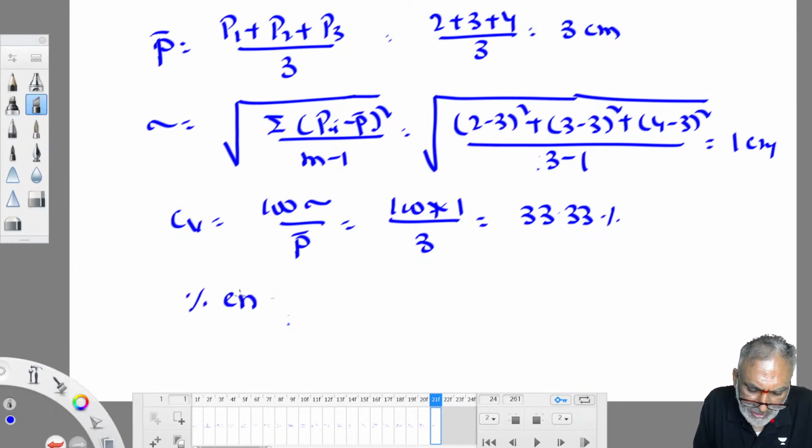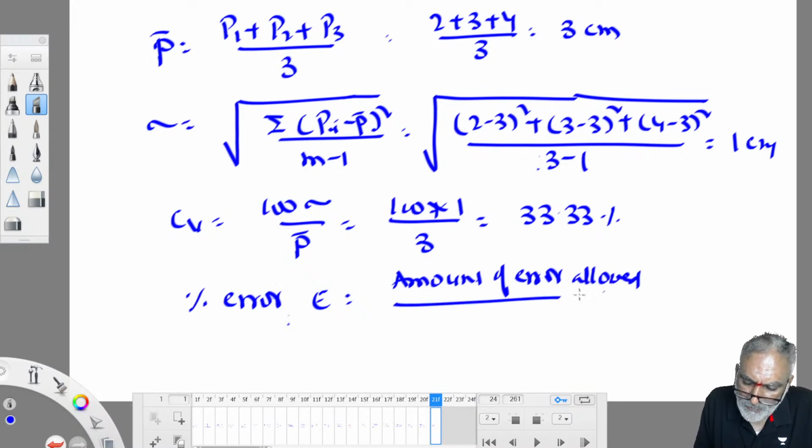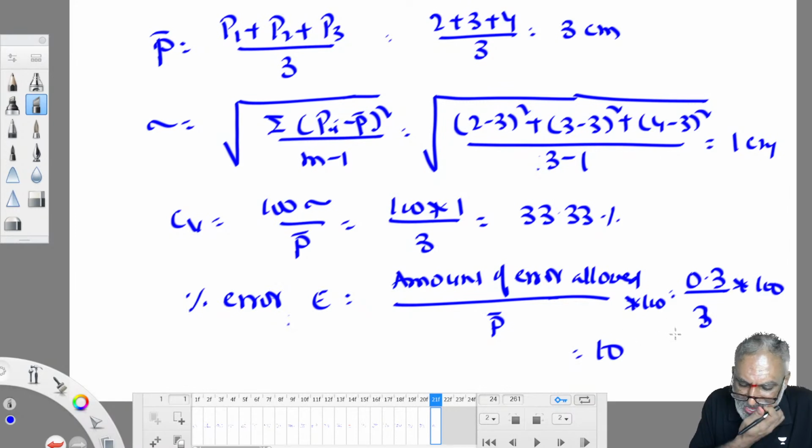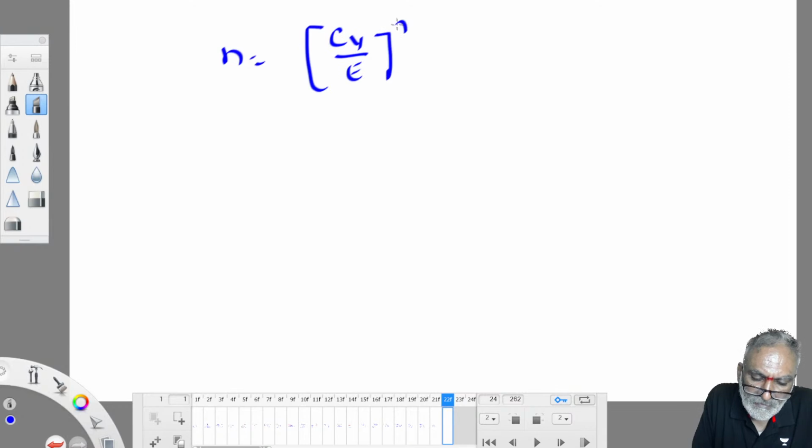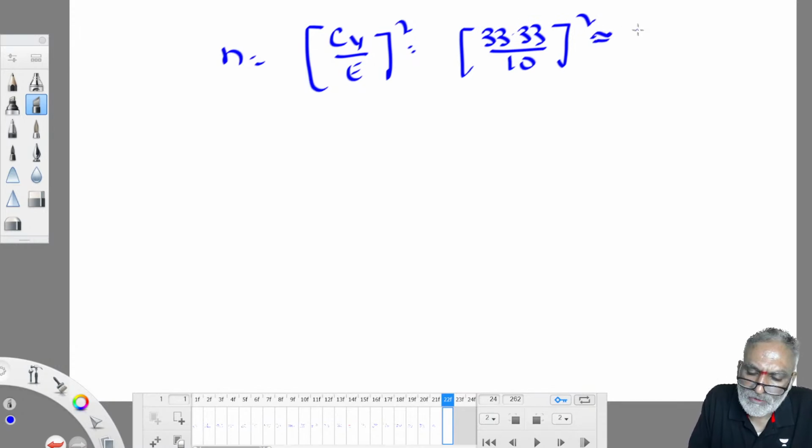Therefore, percentage error E is equal to amount of error allowed by P bar. So amount of error allowed is how much? 0.3 centimeter. P bar is 3 centimeter, into 100, of course. So it is 10%. So we got a percentage error also. Next, you can get optimum number. So optimum number is equal to CV by E whole square. It is 33.33% by 10% whole square. It is 9 point something you will get. You can round it to 10.